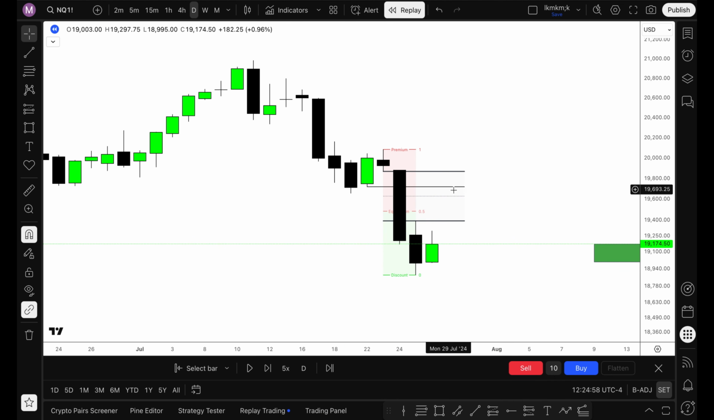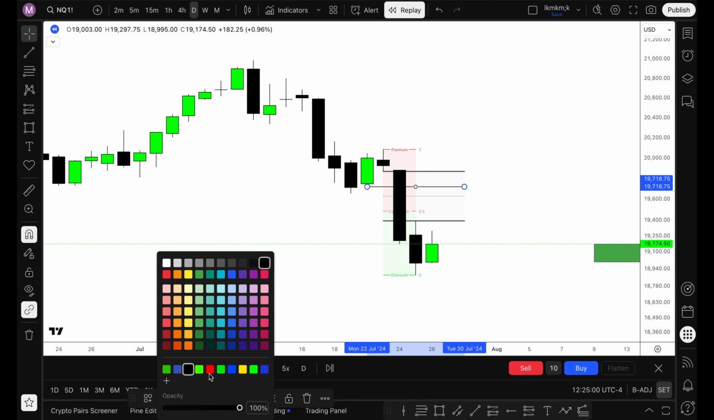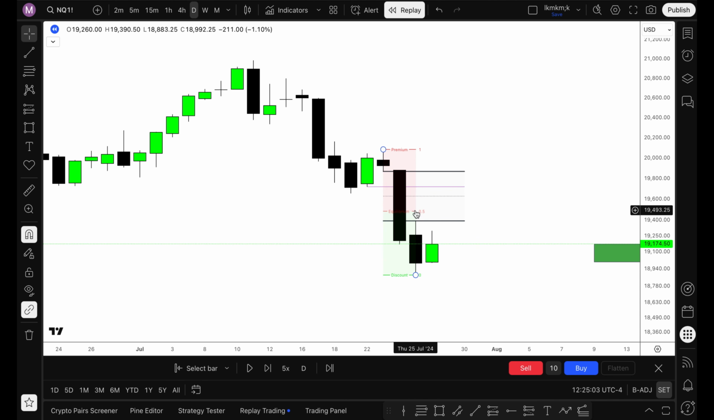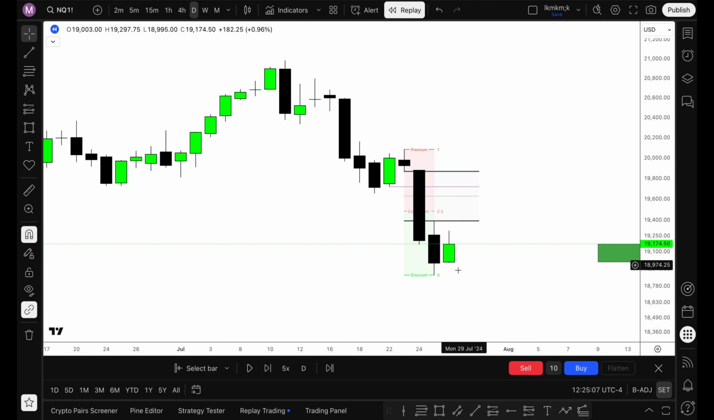So yeah, we have a daily order block there as well. Let me just change that color to purple. So what I want to see is price reach into these areas here before taking price lower to the downside.